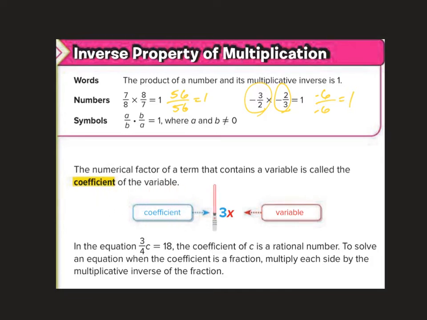The numerical factor of a term that contains a variable is called the coefficient of the variable. So a quick review. When we've got a value like 3x, the number 3 is the coefficient, and x is a variable. So in the equation 3/4 c equals 18, the coefficient of c is a rational number. So a rational number, being a fraction, is the coefficient. To solve an equation when the coefficient is a fraction, you just simply multiply each side by the multiplicative inverse of the fraction. So an important point to remember is whatever we multiply one side by, we have to do the exact same on the other side of the equal sign.